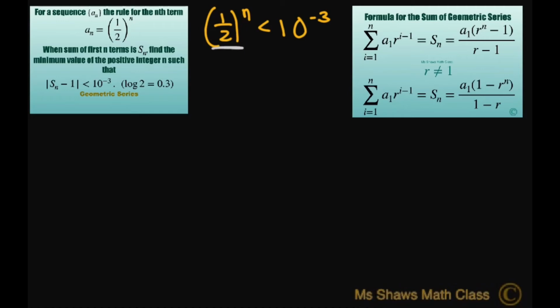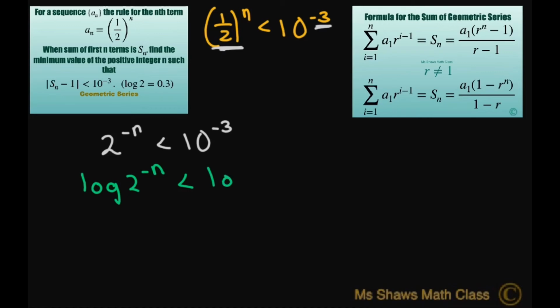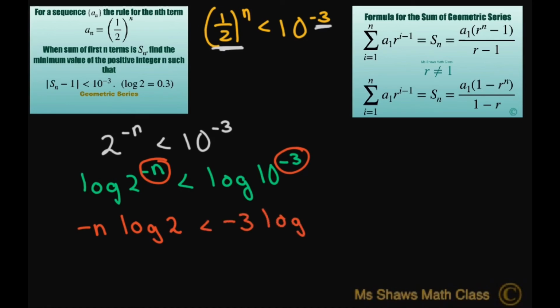All right, so let's rewrite this because we have a negative exponent. That means we have 2 to the power of negative n is less than 10 to the power of negative 3. Now if we take the log of both sides, we get log of 2 to the power of negative n is less than log of 10 to the power of negative 3. All right, using your power property of logs, we get negative n times log of 2 is less than negative 3 log of 10.